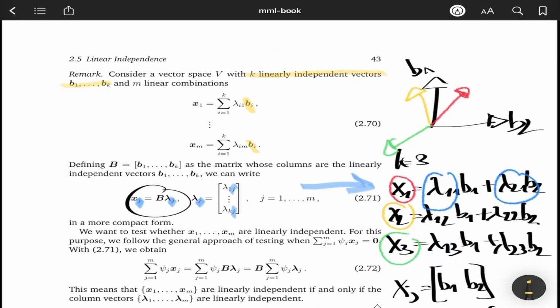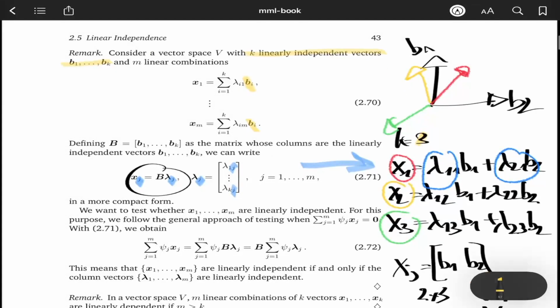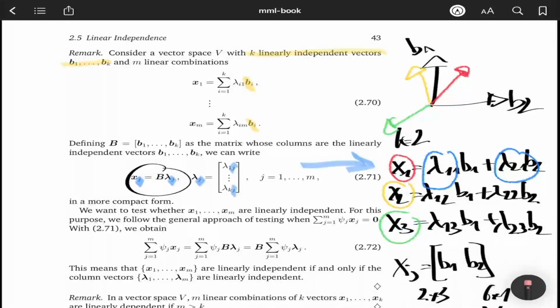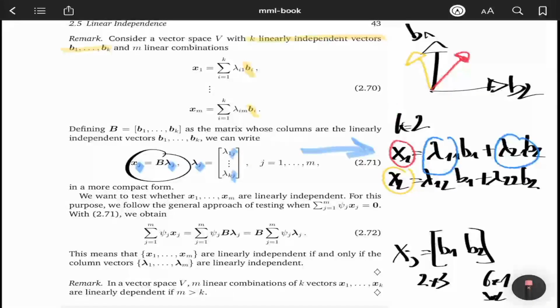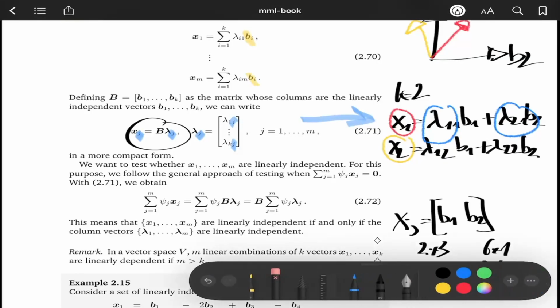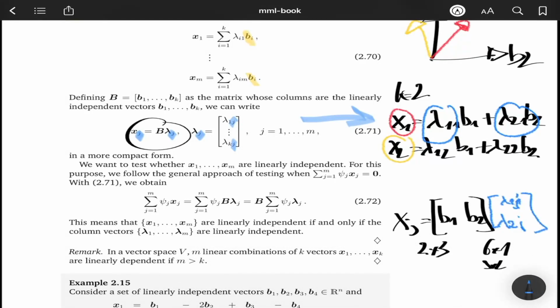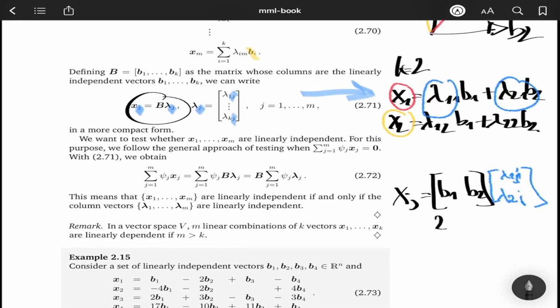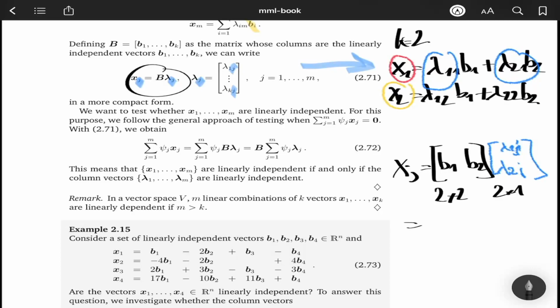Okay, there's another mistake. Just found that if k is 3, then we need to have also 3 b's. But we don't. We only have 2 b's. That means in our case, k is 2. That will reduce the equation to only 2. The green one will go. And then we will have the blue one here, something like that. So we will have here now 2 times 2 and 2 times 1. This will result in a 2 times 1 matrix.